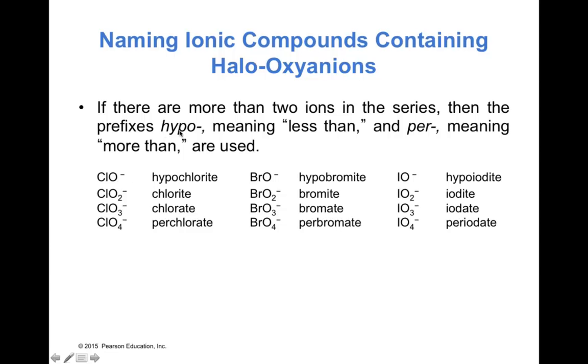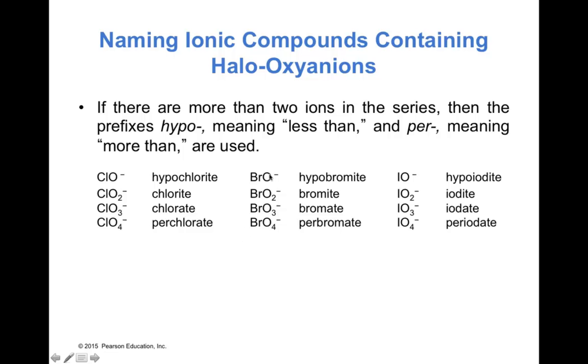So for that one, you use the prefix hypo, so it's hypochlorite. And we also have another one with a larger number of oxygen, so we're going to use perchlorate. We use the prefix per, perchlorate, and here we're going to use the prefix hypo for hypochlorite. So hypochlorite, chlorite, chlorate, and perchlorate.